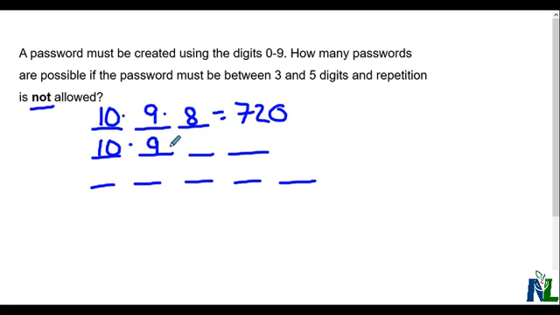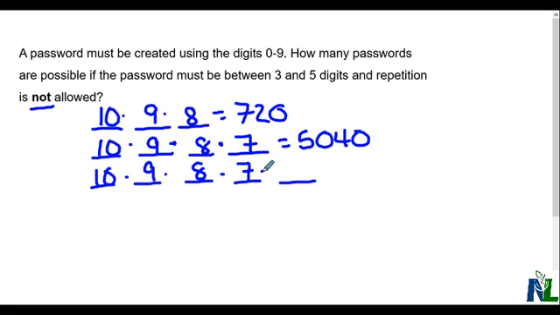Same thing for the 4-digit passwords here. I will subtract 1 each time to give me 5,040 when I multiply them together. And for the 5-digit password, same thing. Subtract 1 every time because you're not allowed to have repetition here. So that is 30,240.